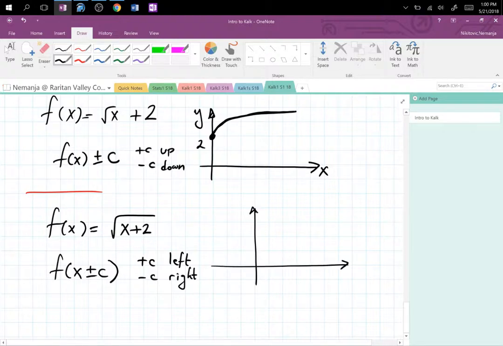So now we have a plus 2, which means we go to negative 2 on the x-axis, and we draw the same square root function.